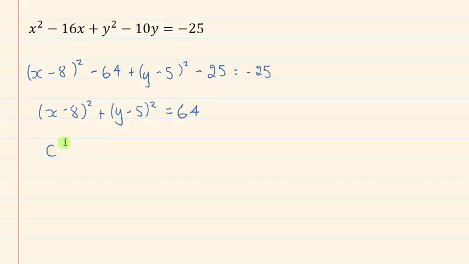So I can now see that the centre of the circle is at positive 8, because it's the opposite sign of this number, comma positive 5, and the radius is the positive square root of 64, which is 8. So the circle has a centre of 8, 5 and a radius of 8.